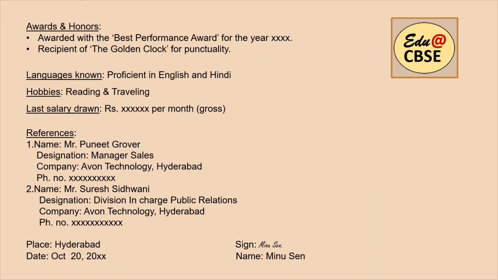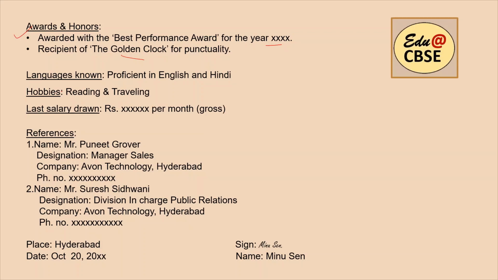So any awards and honors the company may have awarded to that person, write about that. Like here I have added that awarded with the best performance award for the year. Since it's a corporate company, best performance awards are given to the employees there. So write down the year in which that award was given. Then recipient of the golden clock for punctuality. So this is again an added award and honor.